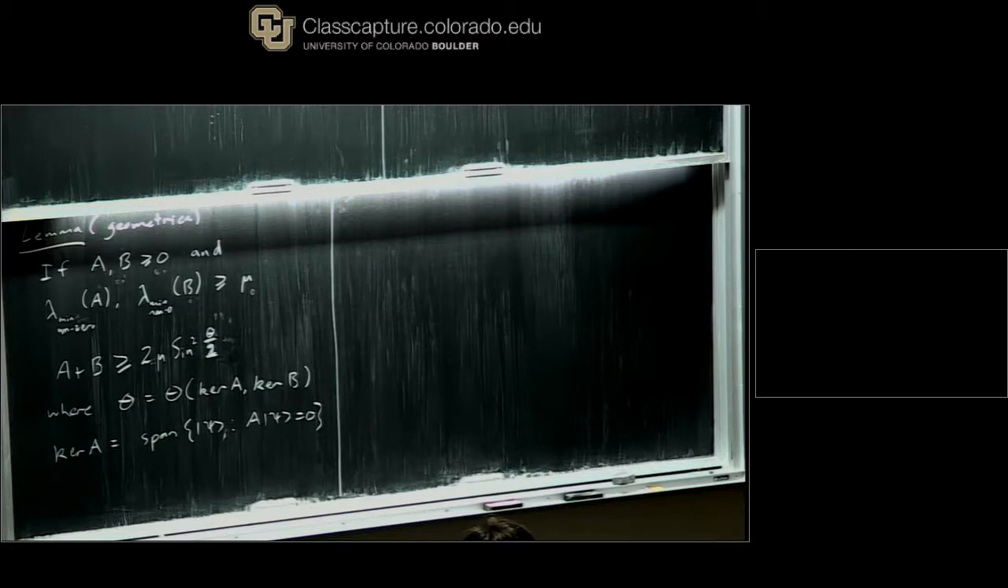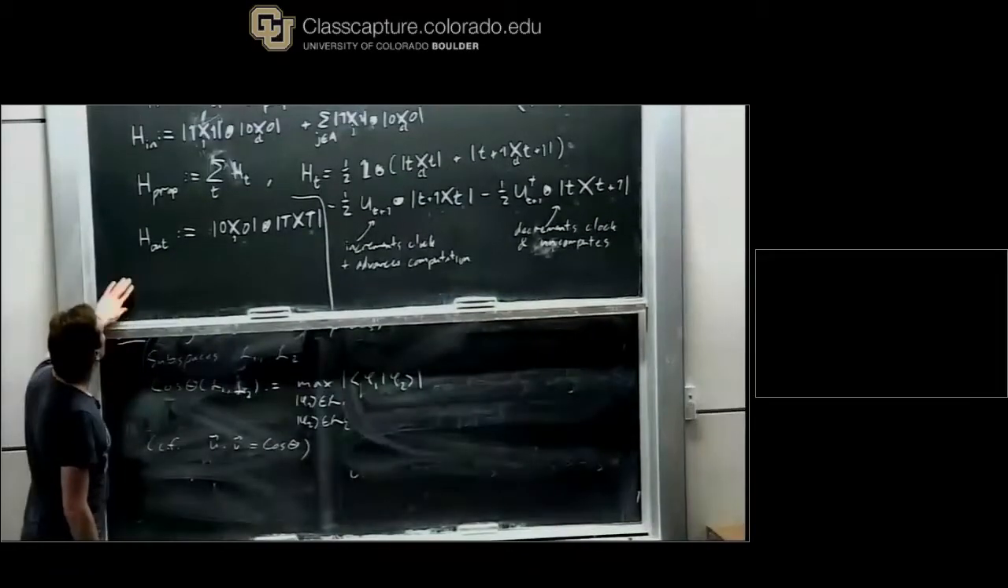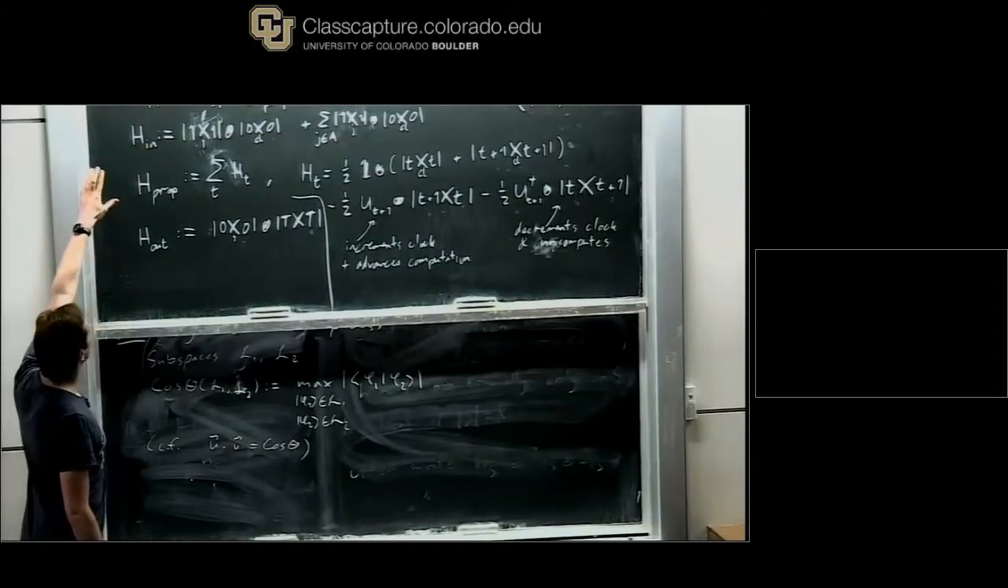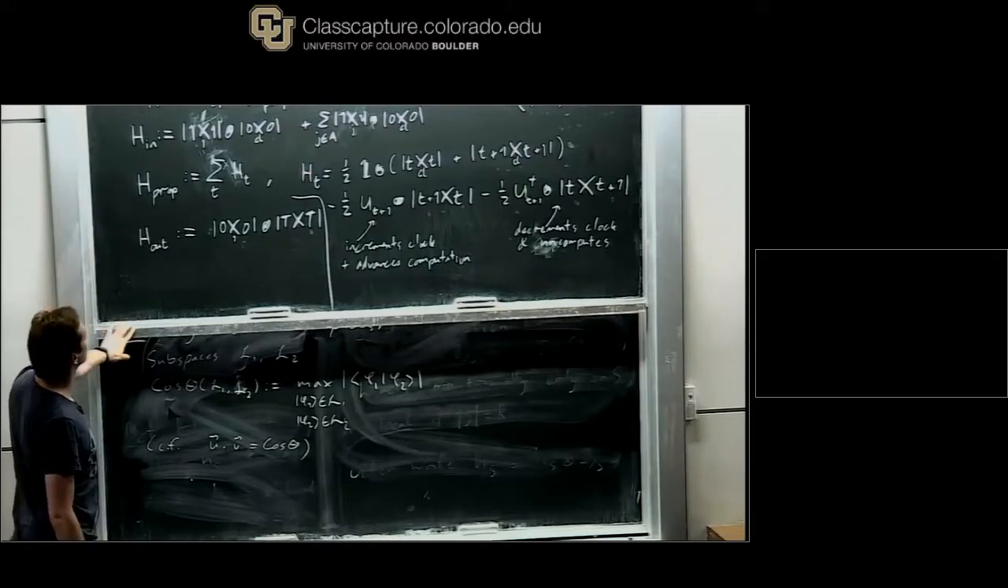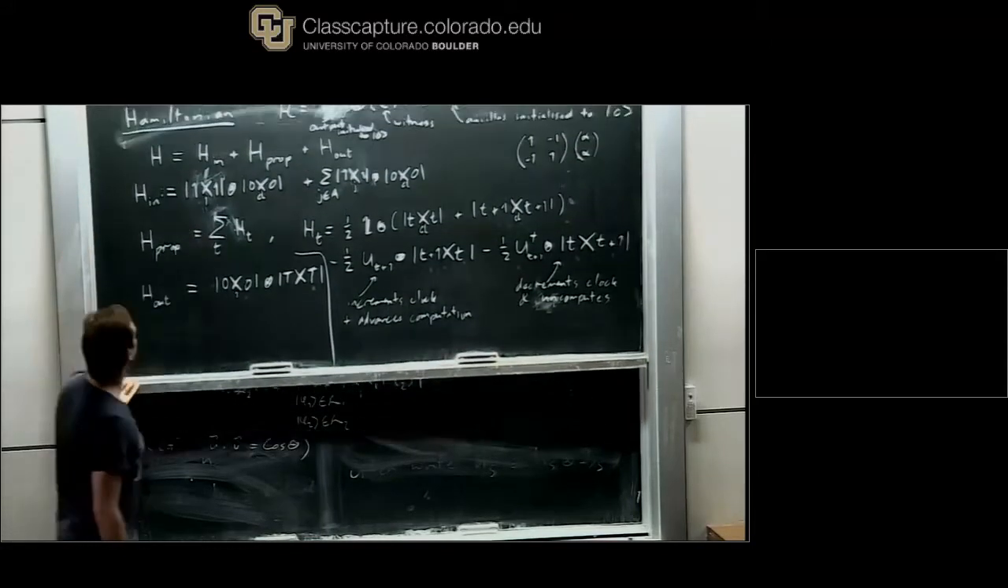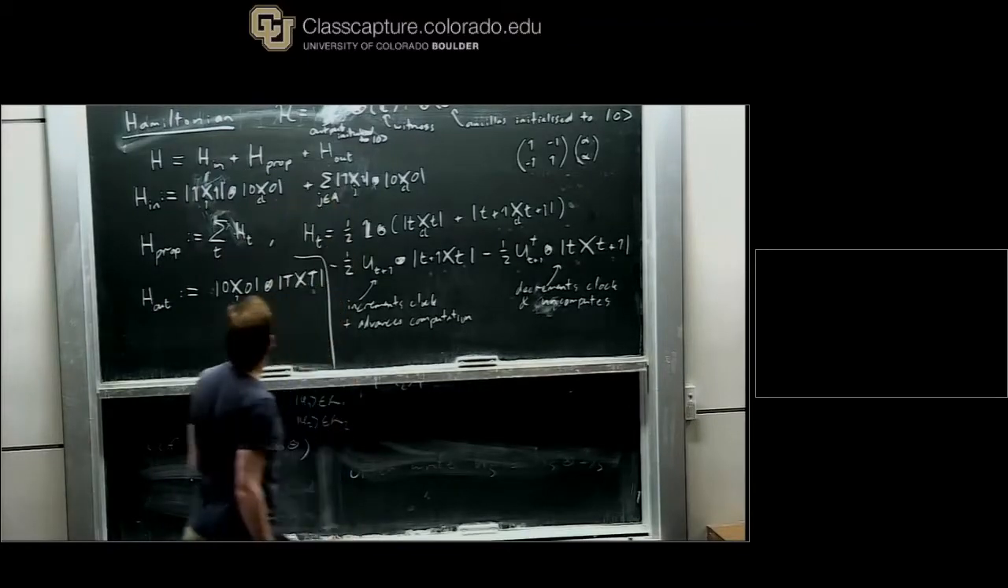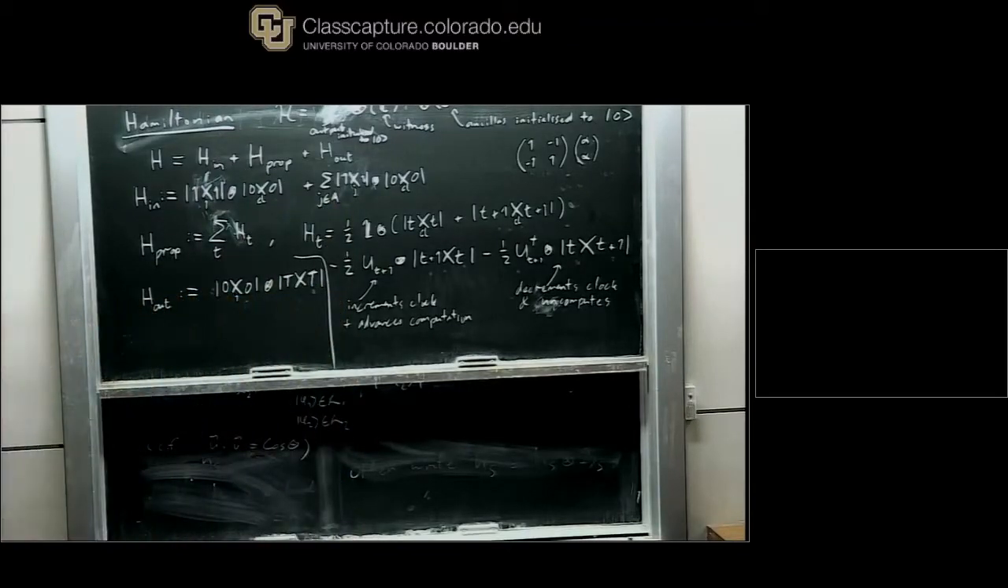Okay, why is this useful? Let's zoom out a moment and see where we're going. What's the problem with proving a lower bound on the minimum eigenvalue of this Hamiltonian? Well, these terms are rather simple. H in and H out are just projectors. They're in the standard basis, and they commute. So we know about the spectrum of those. They just have ones and zeros. They commute, so these are easy to get a handle on.